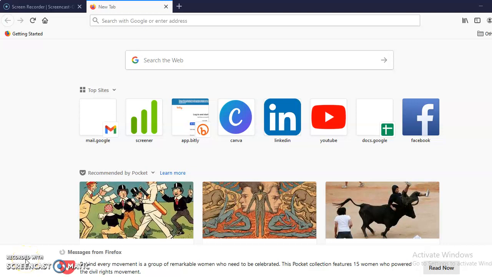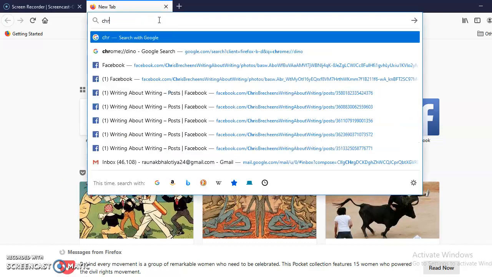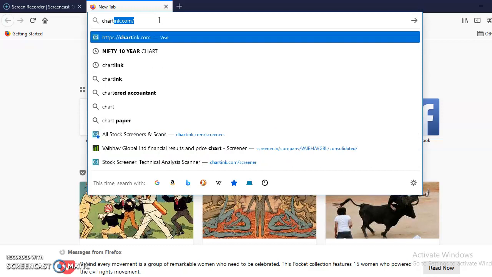Hello guys, today we'll learn how to find breakout and breakdown stocks just after the market ends. It's a very simple strategy. What you need to do is just go on ChartLink.